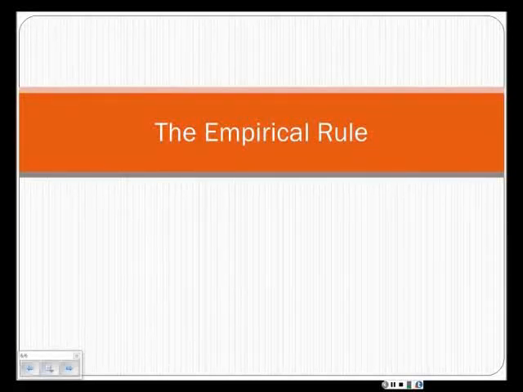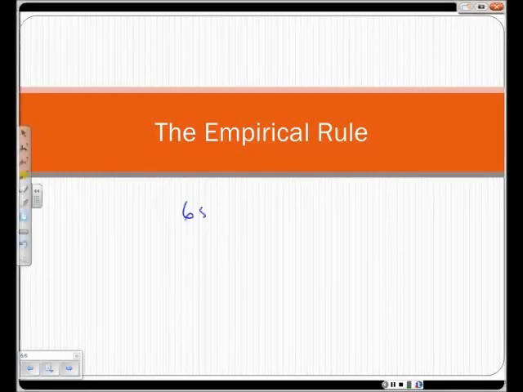Okay, we're going to talk about something called the empirical rule. In your book, I think the section on this just says 68, 95, 99.7. Those are basically the numbers that go with the empirical rule. So that's just the section title when you read that in your book.